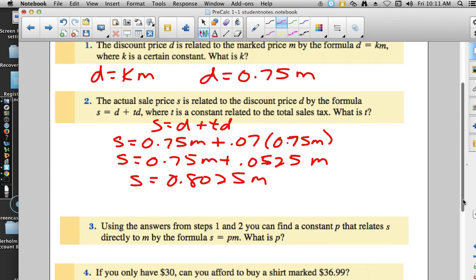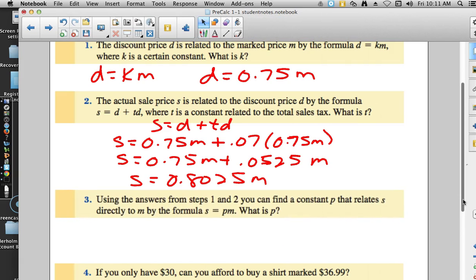So 3 says if we use those steps, all the things that we just found out from 1 and 2, we can find a constant P that relates S directly to M with the formula S equals PM. Okay, they've made this sound difficult again. So what they're saying is, when you're at the store, what are you going to multiply the market price by? This.